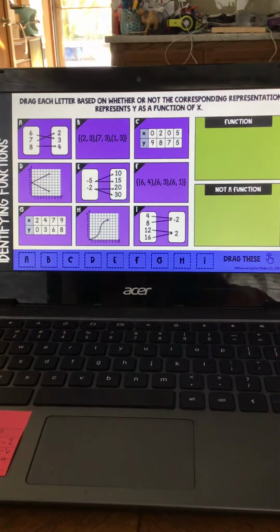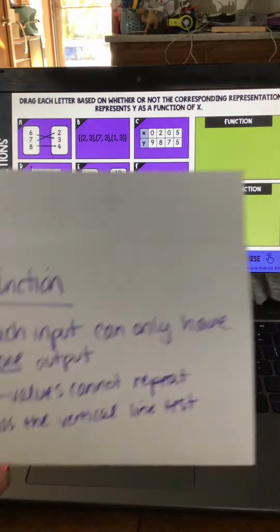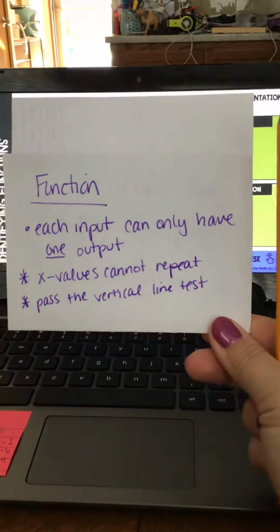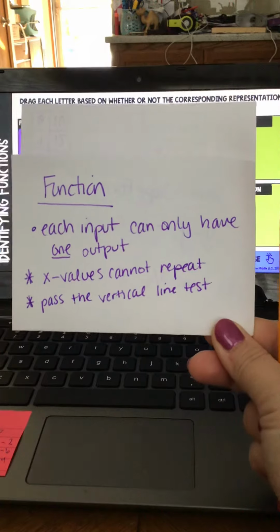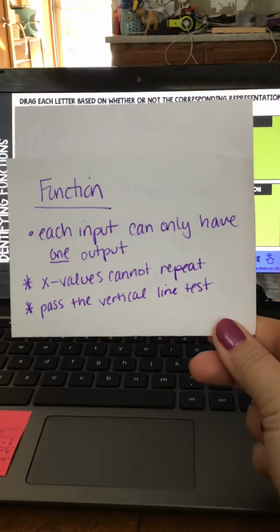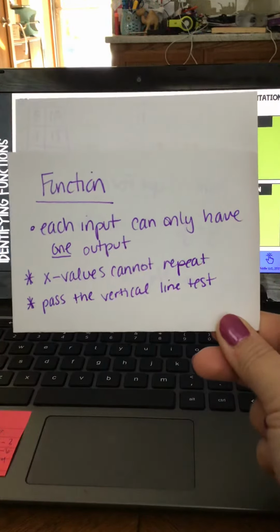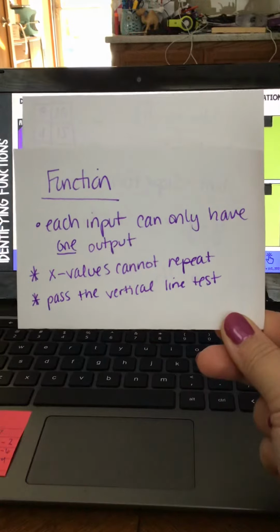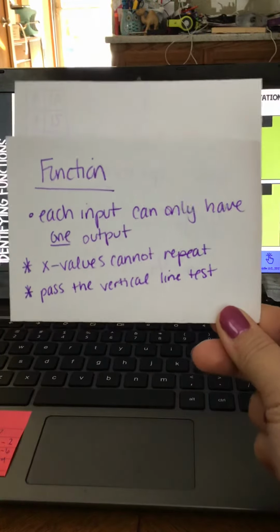On the first slide, you're going to see you need to decide whether something is a function or not. So a couple things to remember. In order to be a function, each input can only have one output. Most importantly, what does that mean? It just means that your x values cannot repeat, and if you're looking at a graph, it has to pass something called the vertical line test.